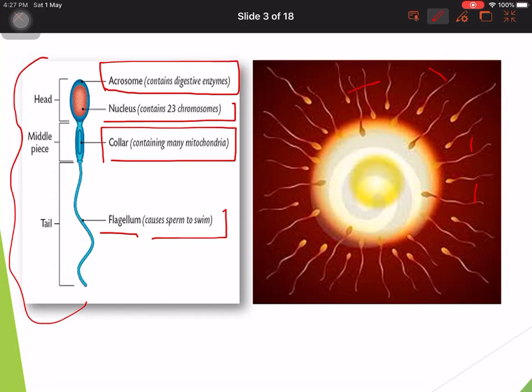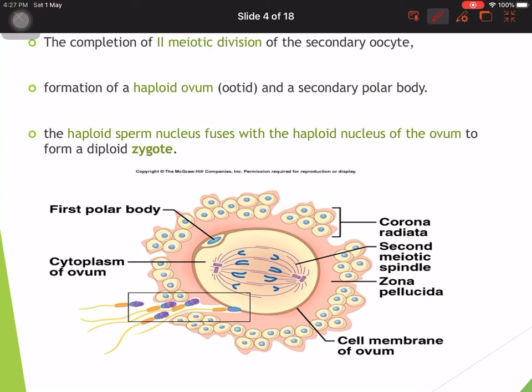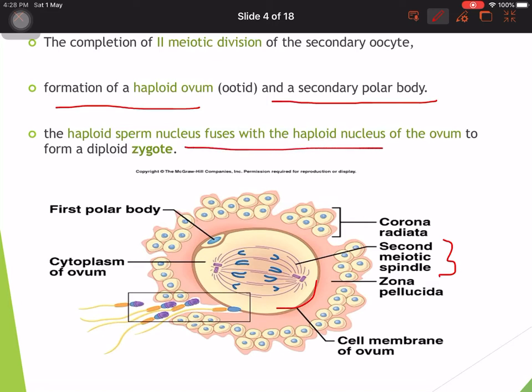This is the general diagram showing how the sperms are trying to enter inside the ovum. Now the completion of the second meiotic division of the secondary oocyte stage. You can see as the sperm is trying to enter, at that time the second meiotic division is completing, and a haploid ovum and a secondary polar body will be formed. The haploid sperm nucleus fuses with the haploid nucleus of the ovum to form a diploid zygote.